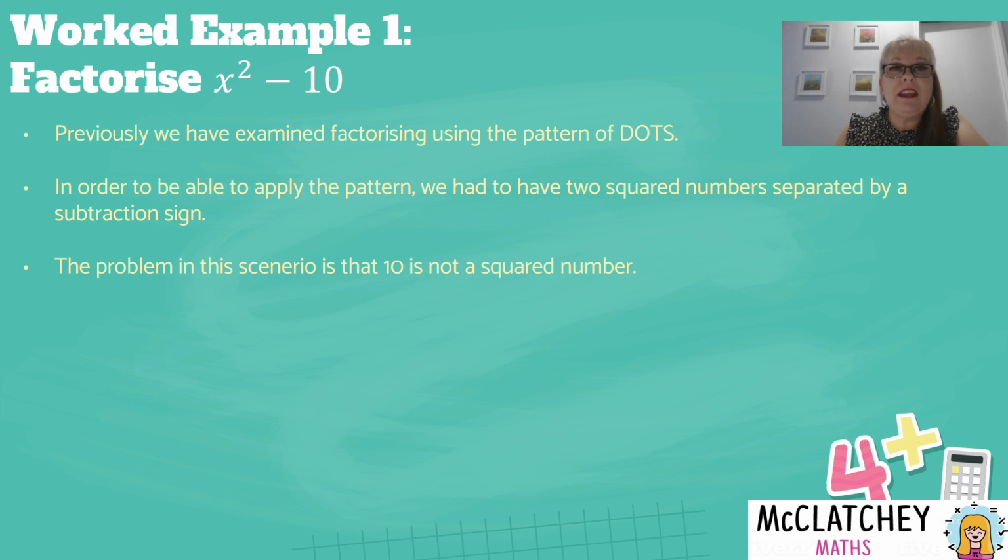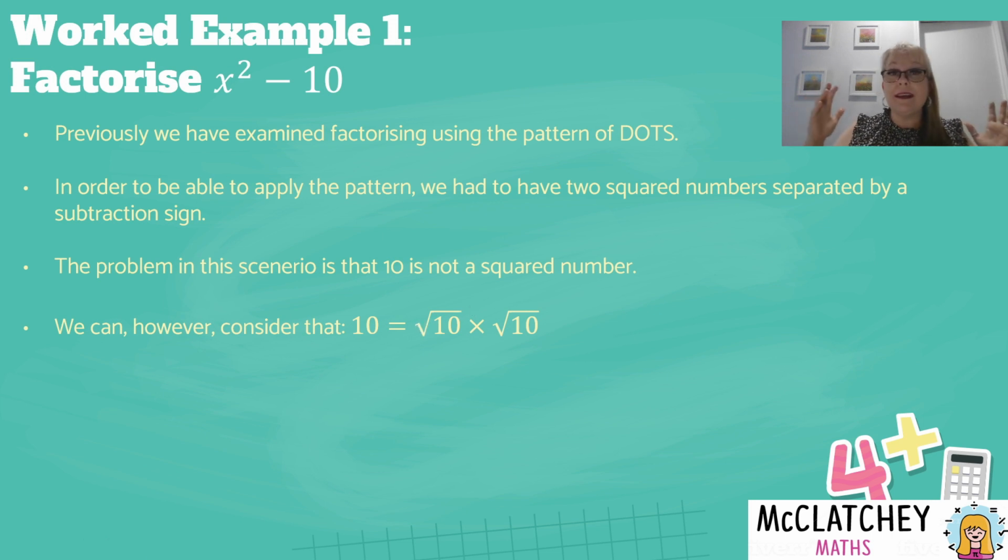we'll be able to recognise that even though this is not a squared number, it is actually the square of a surd. So if I consider that the number 10 is equal to the square root of 10 multiplied by the square root of 10. Remember, when you multiply a surd by itself, the square root goes away because squaring undoes a square root. So the square root of 10 times the square root of 10 is simply 10.